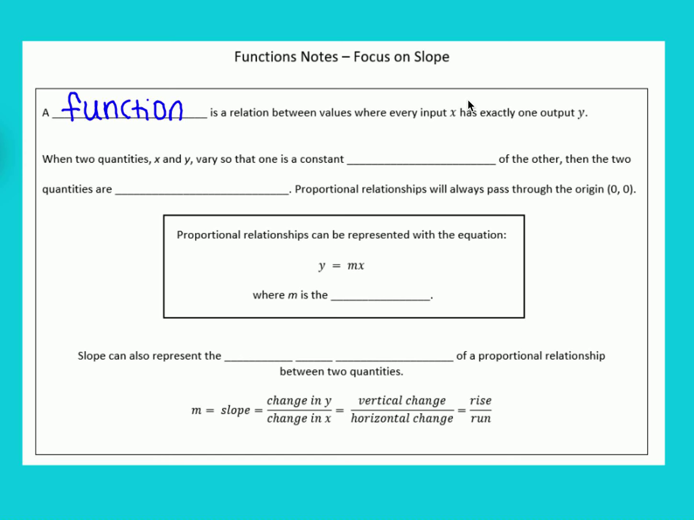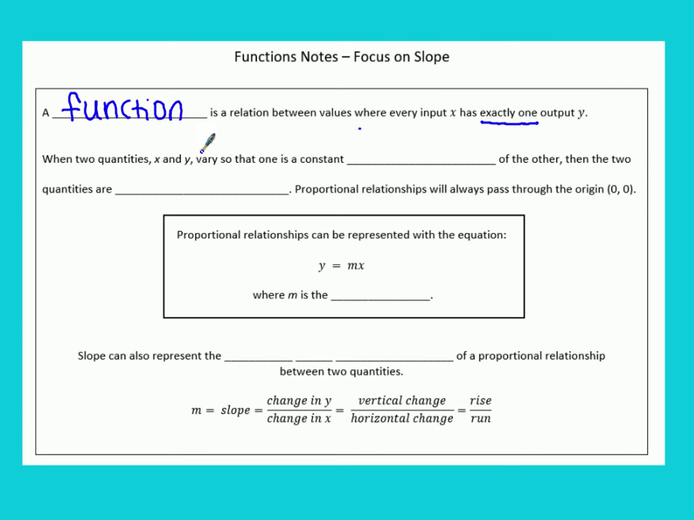Functions unit, and we're going to be focusing on linear functions, and specifically today we're going to start with slope. So a function in general is just a relation between two values where every input x has exactly one output y. So that exactly one part is really important. Each x will only go with one y.